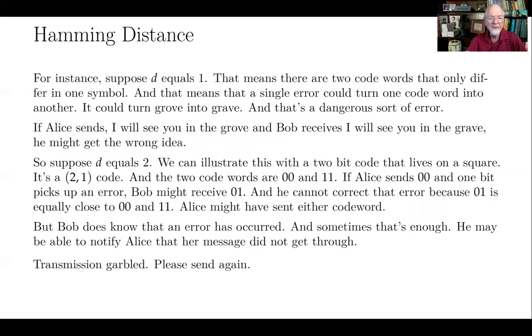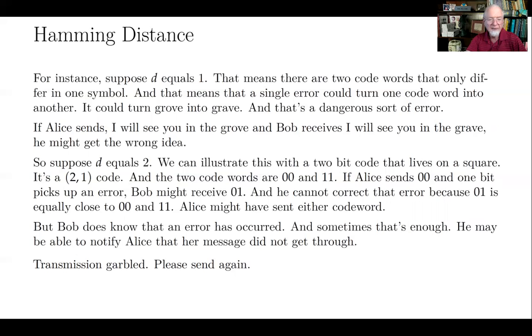So if D were not 3 but were equal to 1, then that would mean the 2 code words were separated by only a single symbol. A single error would turn one code word into another, grove to grave, and that's a potentially dangerous sort of error. If Alice sends, "I will see you in the grove," and Bob receives, "I'll see you in the grave," he might get the wrong idea.